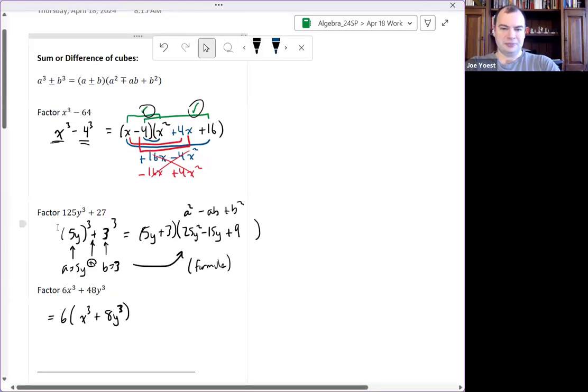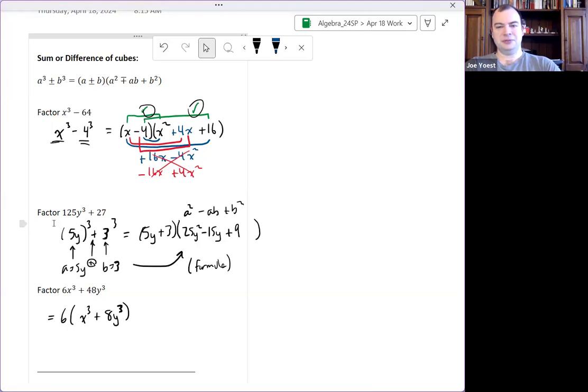In the second problem, factor 125y cubed plus 27. I note that 125 is 5 cubed, so 5 cubed times y cubed is 5y all cubed. And 27 is 3 cubed. So I have the sum of 2 cubes. I know that the sum of the bases, 5y plus 3, is going to factor out.